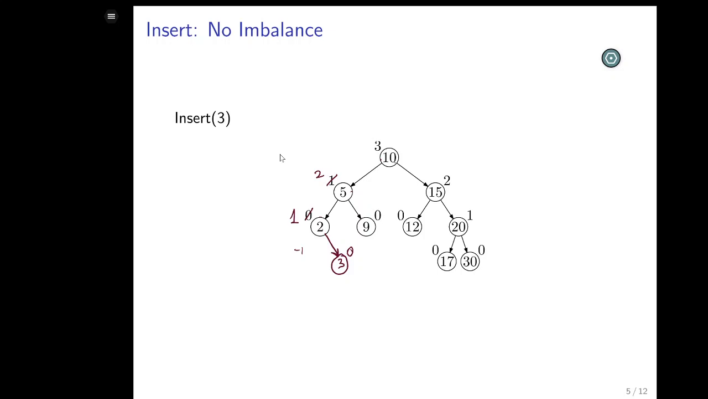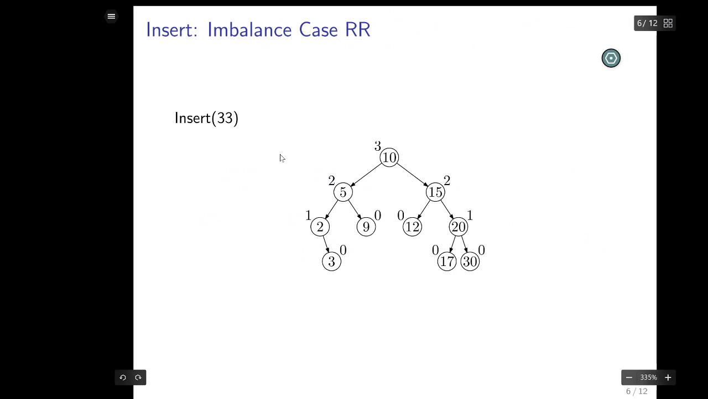Okay, so now, great. That was easy. That's the no imbalance case. Here's the case for rotate right. So now insert 33. 33 goes this way, this way, this way. 33 goes right there. It has height 0. Is 30... Oh, yeah, we've got to correct this. That's not right. Now 30 is height 1.